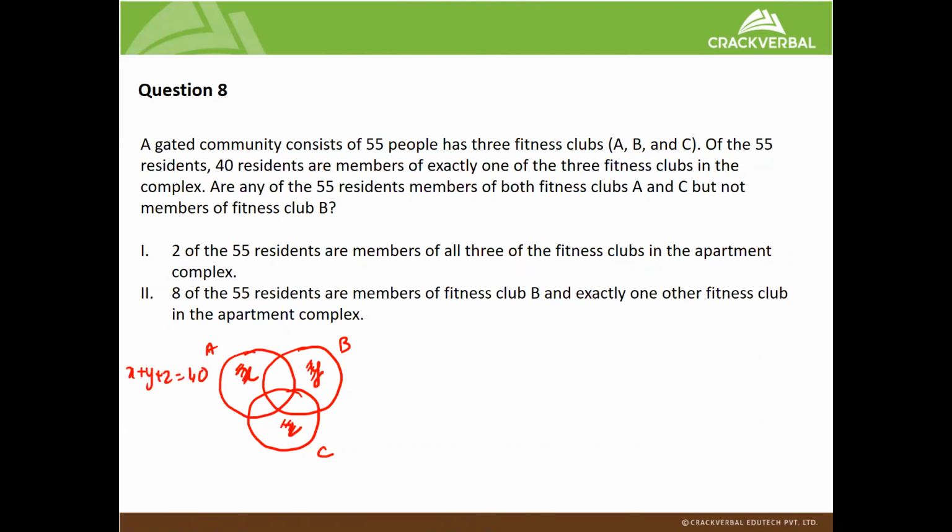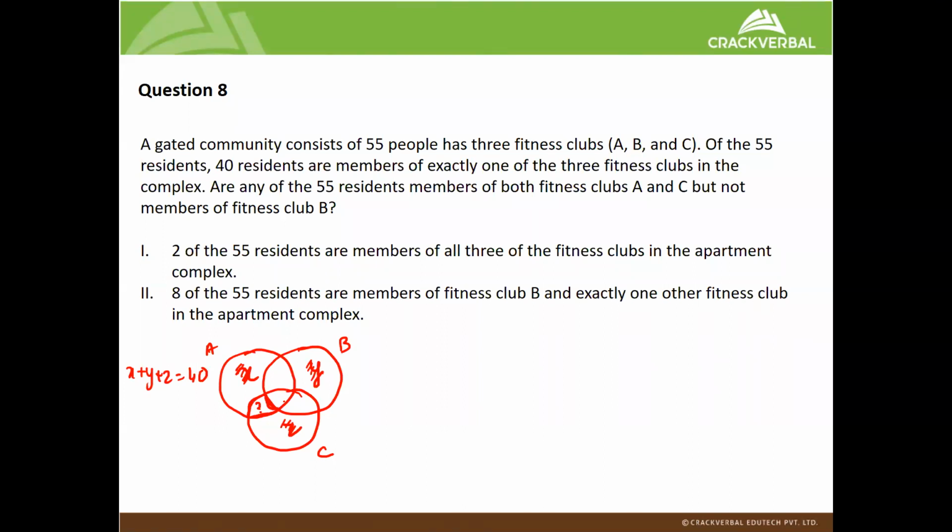And the question is asking me, are any of the 55 residents members of both fitness club A and C, but not B? Right? So the region which represents A and C, but not B is this region here. And the question is asking me, does that region include any people or not? Or is that region a value greater than or equal to 0?